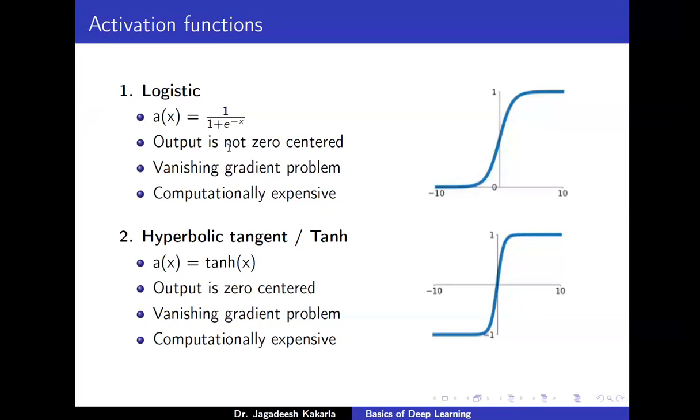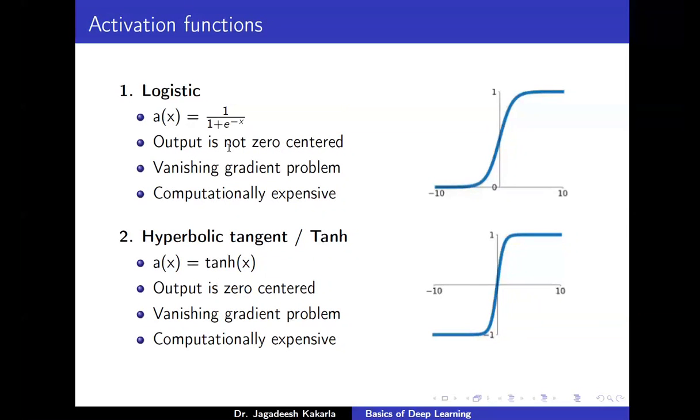Now this value will be in the range, if you look here, from minus 10 to 10, just as an example. What is the problem here? The output is not zero centered. If you look at it, it is not touching the zero. And the vanishing gradient problem is there. If you reach minus 10, after minus 10 you cannot go further. If you reach plus 10, you cannot go further. So your stopping points are minus 10 to 10.